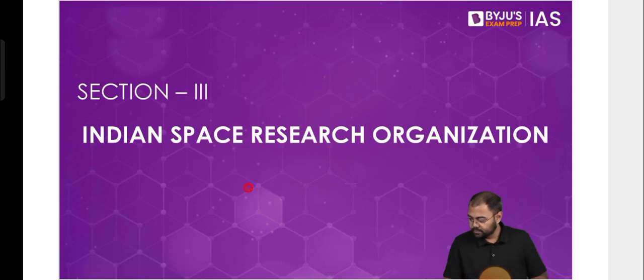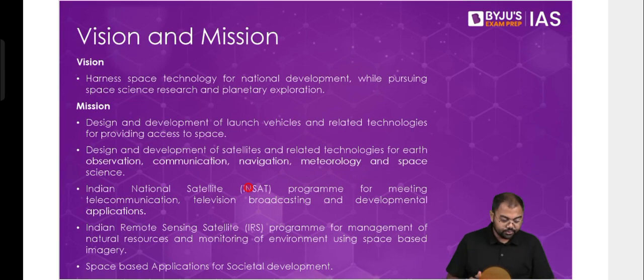All right, so let's move forward. Next, we move on to the next topic, and that is the Indian Space Research Organization, or ISRO. Until now, most of what we have discussed is technology-related aspects. Now, when it comes to understanding ISRO, this one statement becomes extremely important. The vision. The vision of ISRO is to harness space technology for national development while pursuing space science research and planetary exploration.